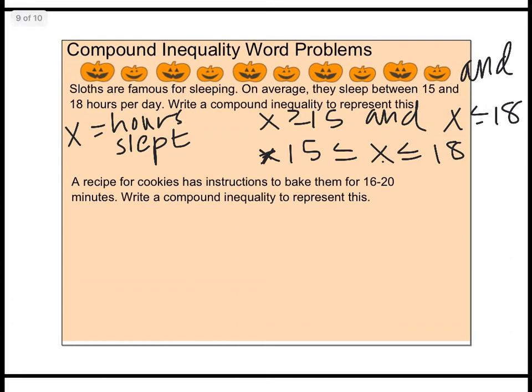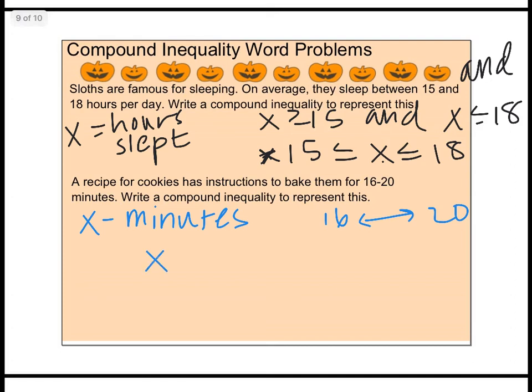In 2, we're looking at a recipe for cookies. It has instructions to bake them for 16 to 20 minutes. So in this case, x would be minutes that they're baking. And it has to be between 16 and 20, so anywhere from 16 to 20 minutes. You can imagine that 16 to 20 on a number line. It has to be between 16 and 20.